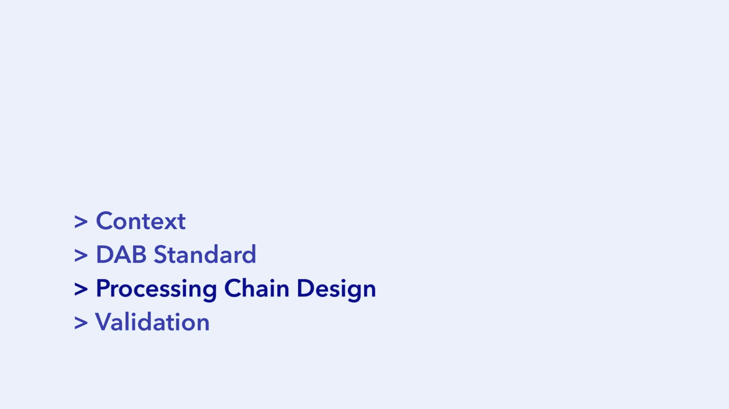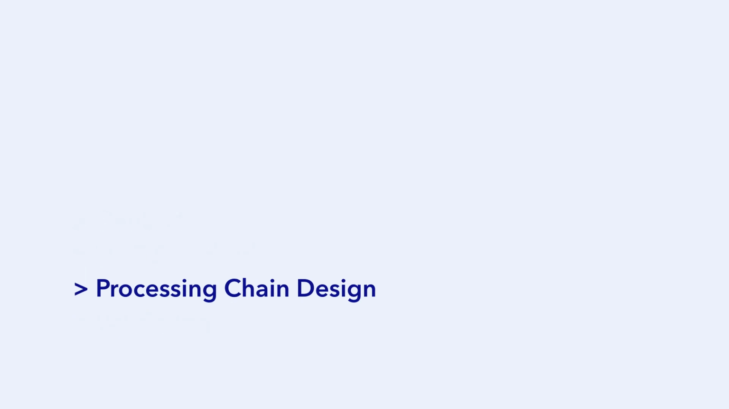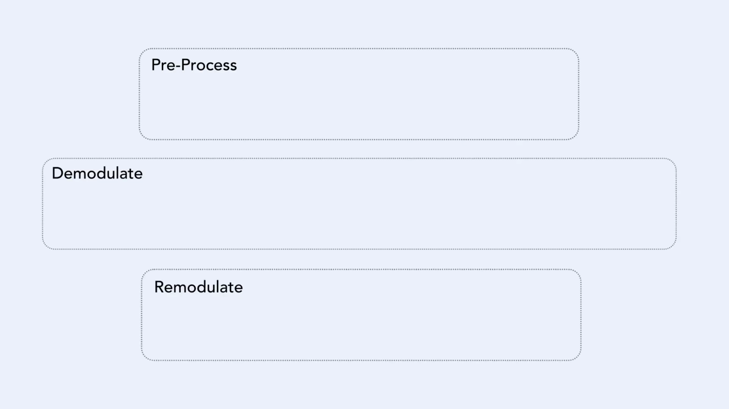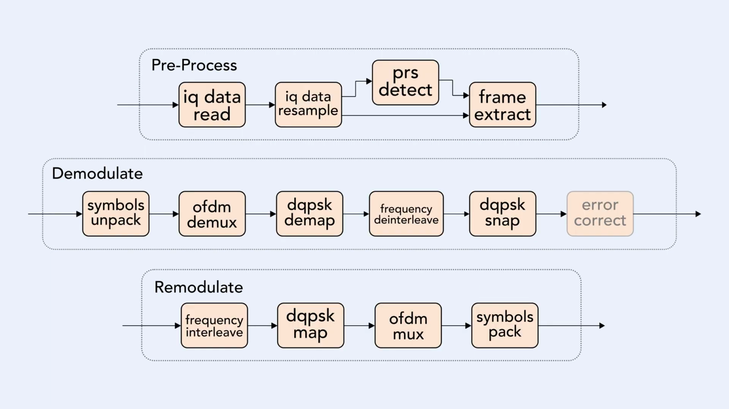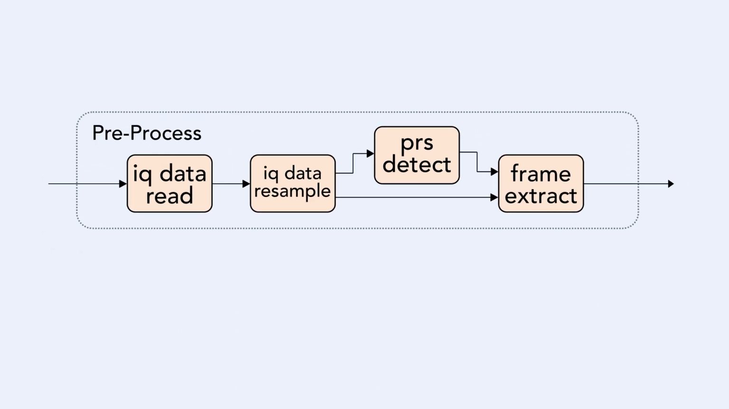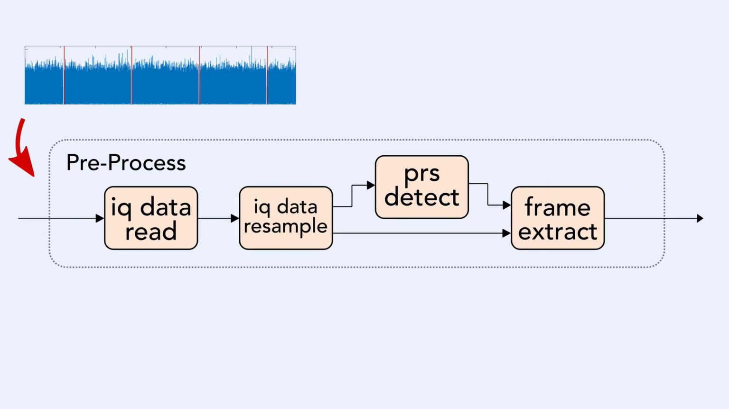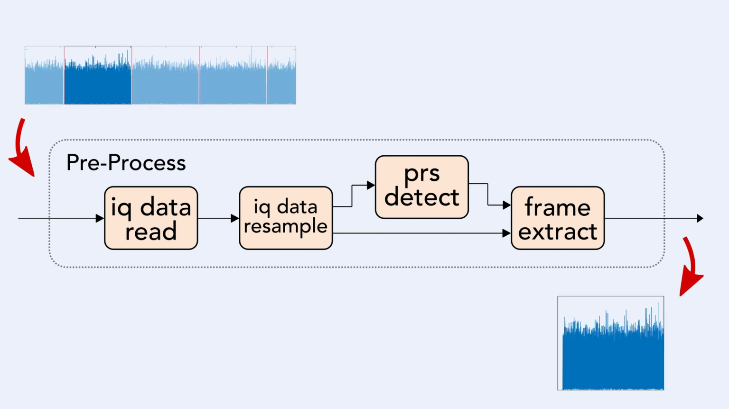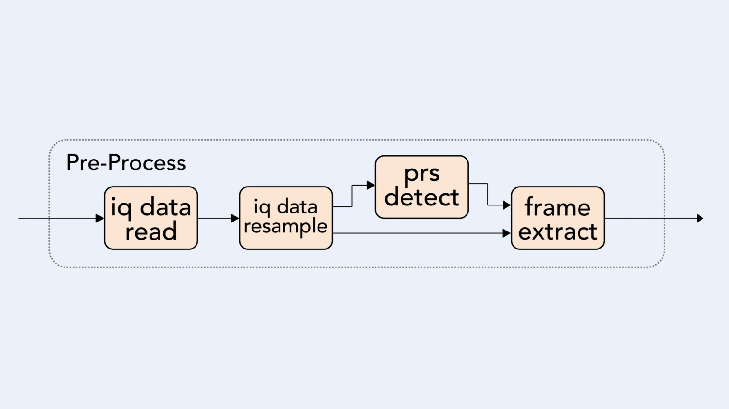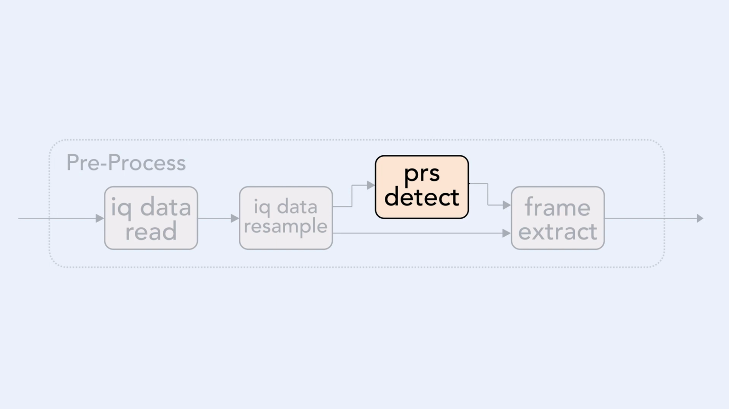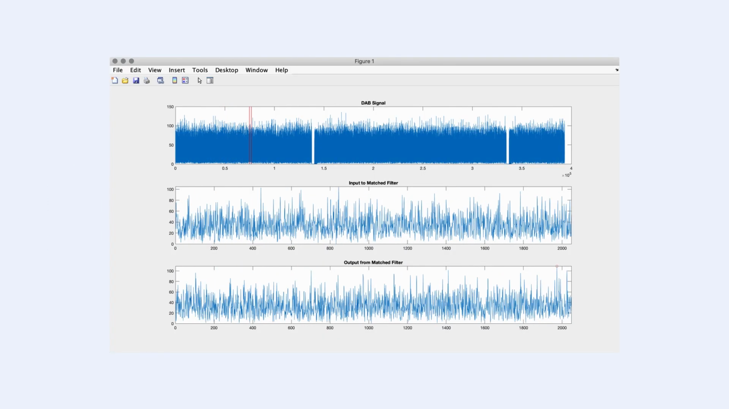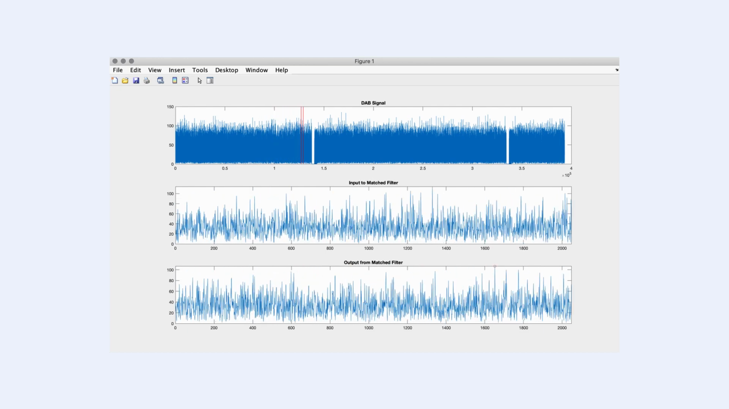The DAB processing chain was designed in three primary blocks, namely pre-process, demodulate, and remodulate. Each of these blocks in turn contained sub-blocks. The pre-process block was designed to read in a DAB recording from a binary file and output a single DAB frame. Most important in this block was the phase reference symbol detection routine, PRS detect, which used a sliding matched filter to detect the beginning of a frame, thus synchronizing the signal.